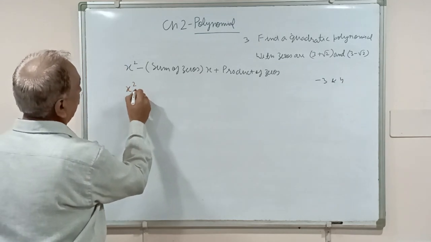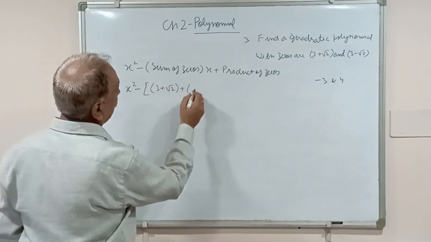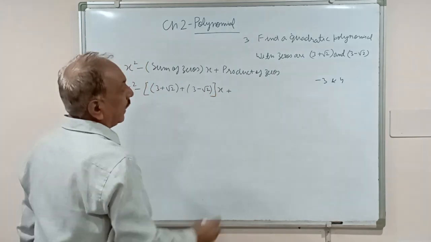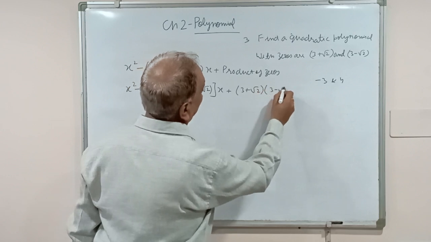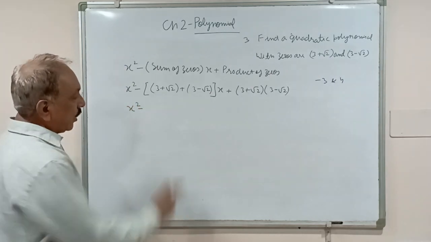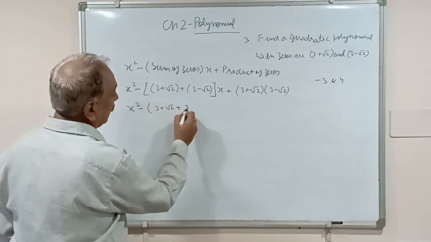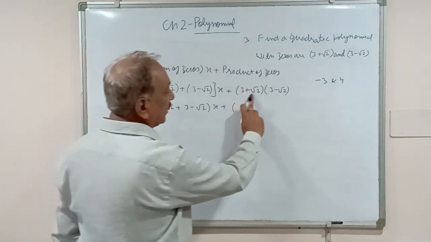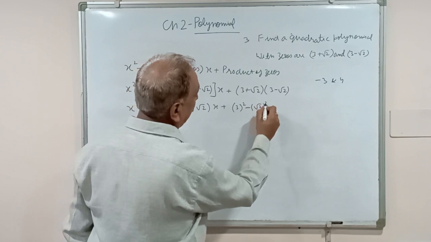x square minus sum of zeros, 3 plus root 2, 3 minus root 2, into x, and product of zeros, 3 plus root 2 and 3 minus root 2. x square minus, first open this small brackets, 3 plus root 2, 3 minus root 2, x. You can use identity a plus b, a minus b, a square minus b square.